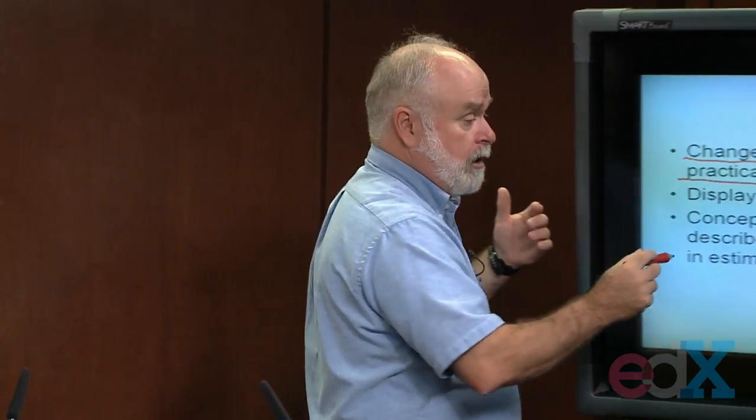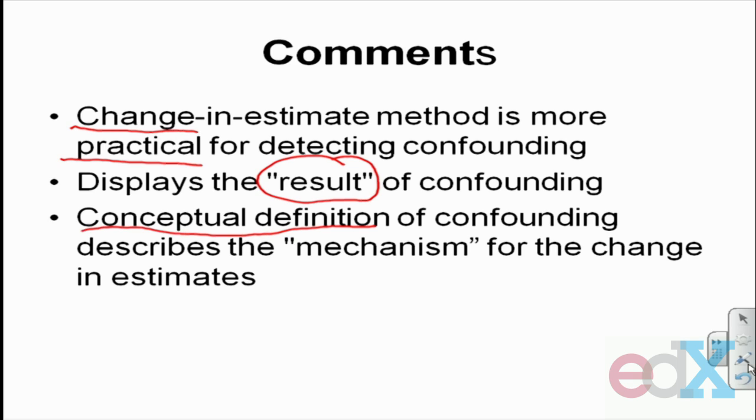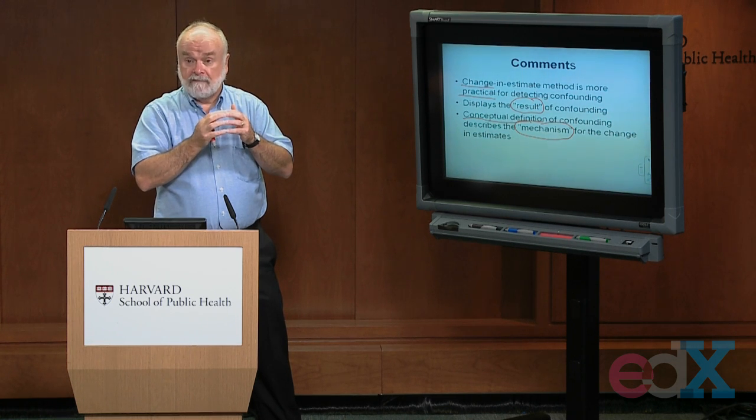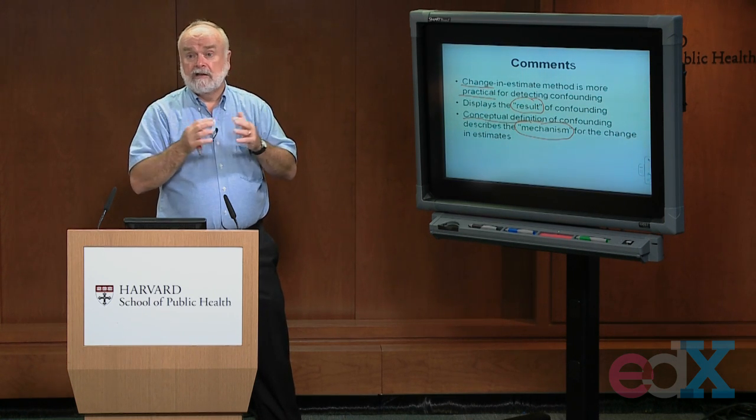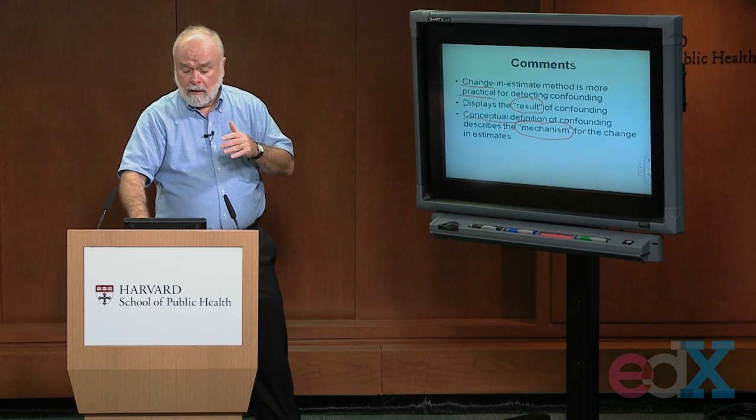The reason we got these changes in estimates between crude and adjusted analysis was because of confounding. Well, the definition we talked about, the conceptual definition, that the confounder has to be related to the exposure and the outcome, is describing the mechanism for why we got those two different results. So there are two usually equivalent ways for searching a data set for deciding whether something is a confounder. And in most cases, they should lead to the same answers.